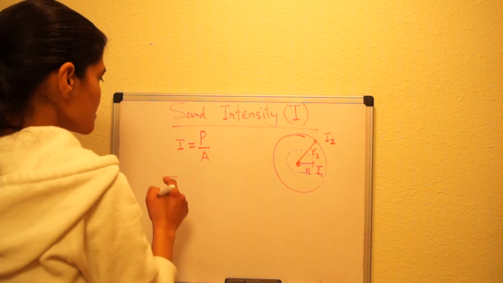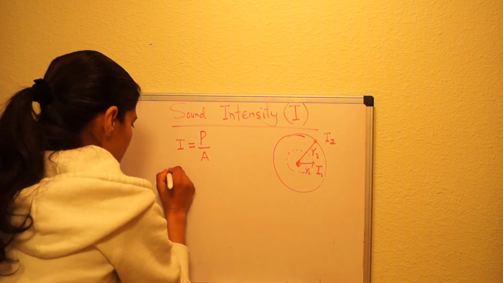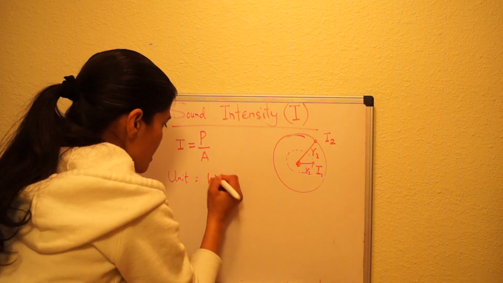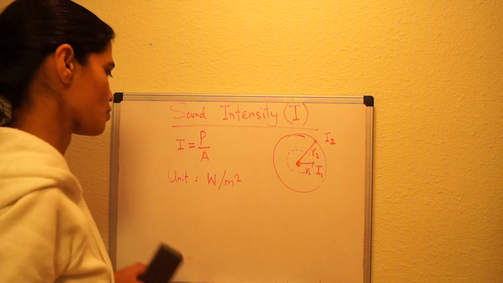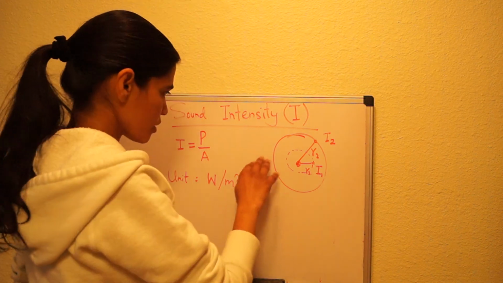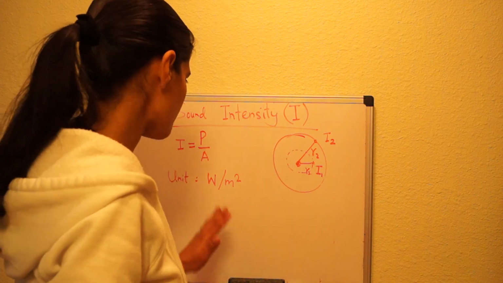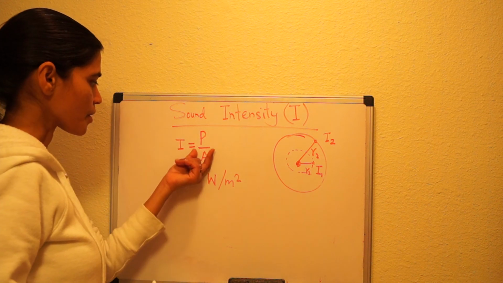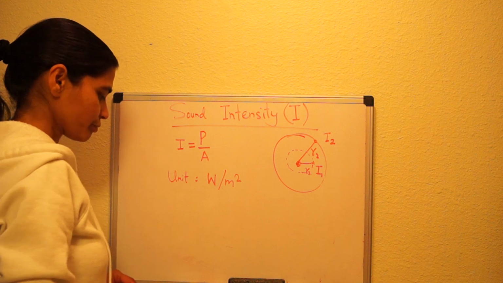Okay, so I is the intensity, right? So the unit is then what? Power is measured in watts, area is measured in meters squared. So watt per meter squared is the unit. I'll use this figure again in the second video. For now, just look at this. So sound intensity is the ratio of the power per unit area. The unit is watt per meter squared.